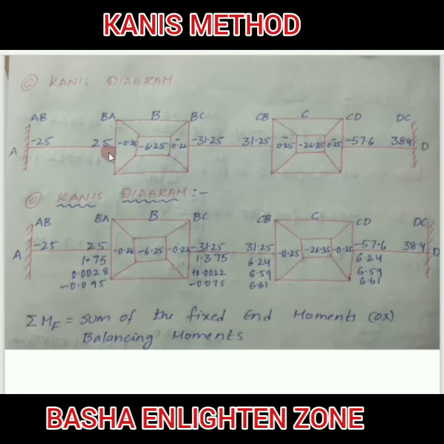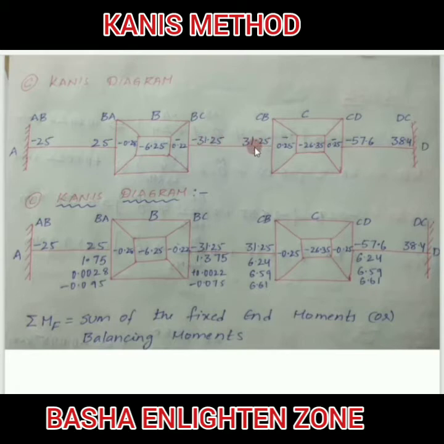So I am calculating BA. So I am here in the formula, sum of the far end rotation moment. For BA, far ends will be AB and CB. BC will be near end rotation. BC will be near end here and CB will be far end.